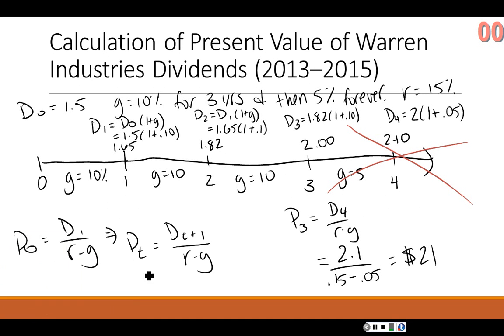where the price at time period t is equal to the next dividend payable over r minus g. So the price at time period 3 is equal to the dividend at time period 4 divided by r minus the constant growth rate. And the constant growth rate is 5%. So that gives the price at time period 3 of $21. So now we can ignore everything that happens after time period 3 on our timeline because we've already captured that in the price at time period 3.